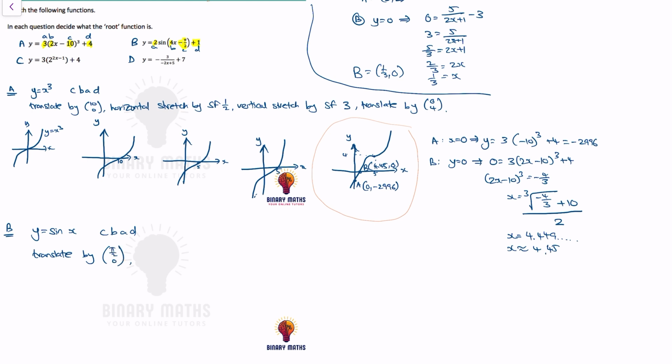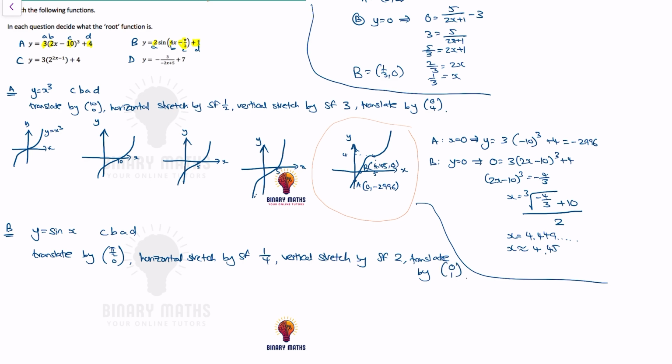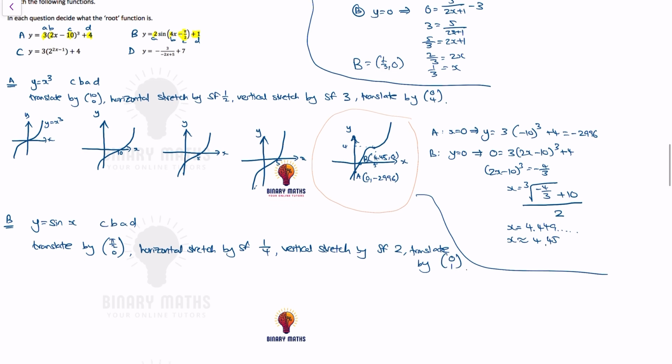Okay, next thing is B, a horizontal stretch by scale factor a quarter, because it's the reciprocal of 4. Then it's A, which means it's a vertical stretch by scale factor 2. And the last thing we need to do is translate in the y direction by 0, 1. Okay, so let's do the mini sketches.